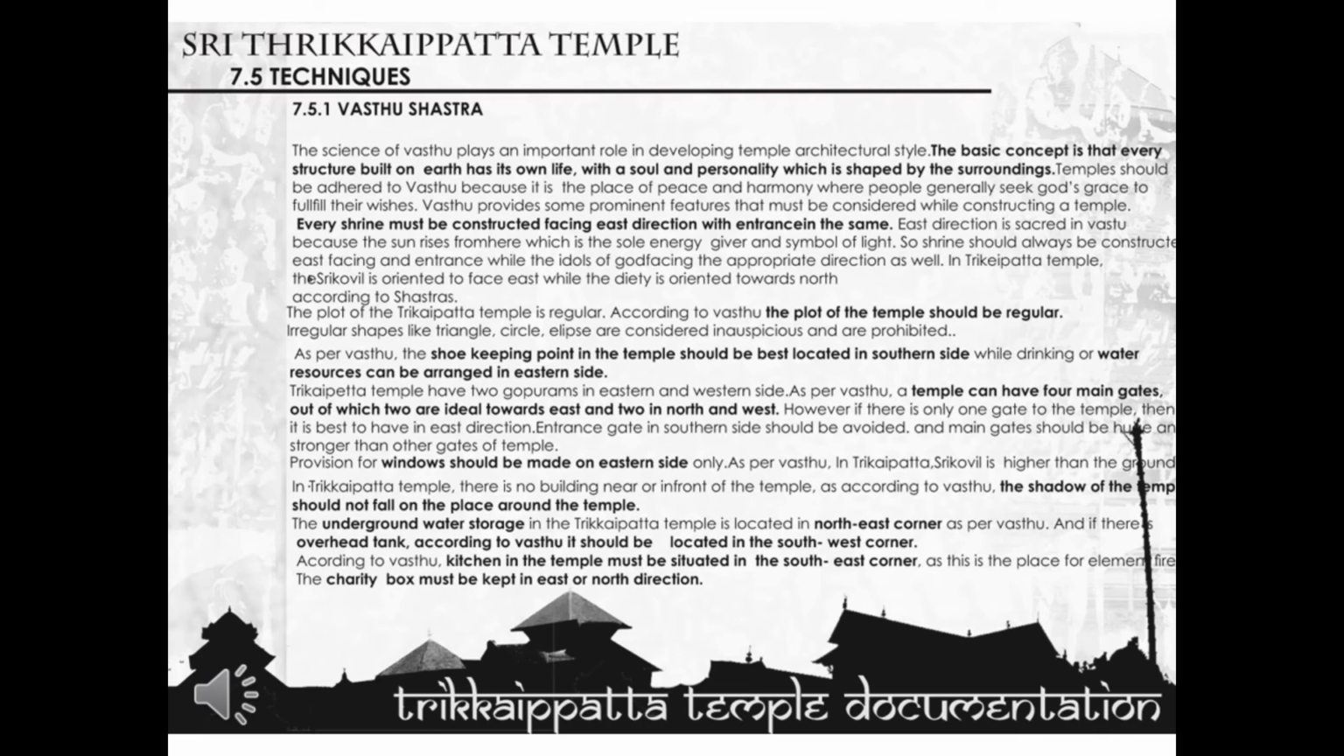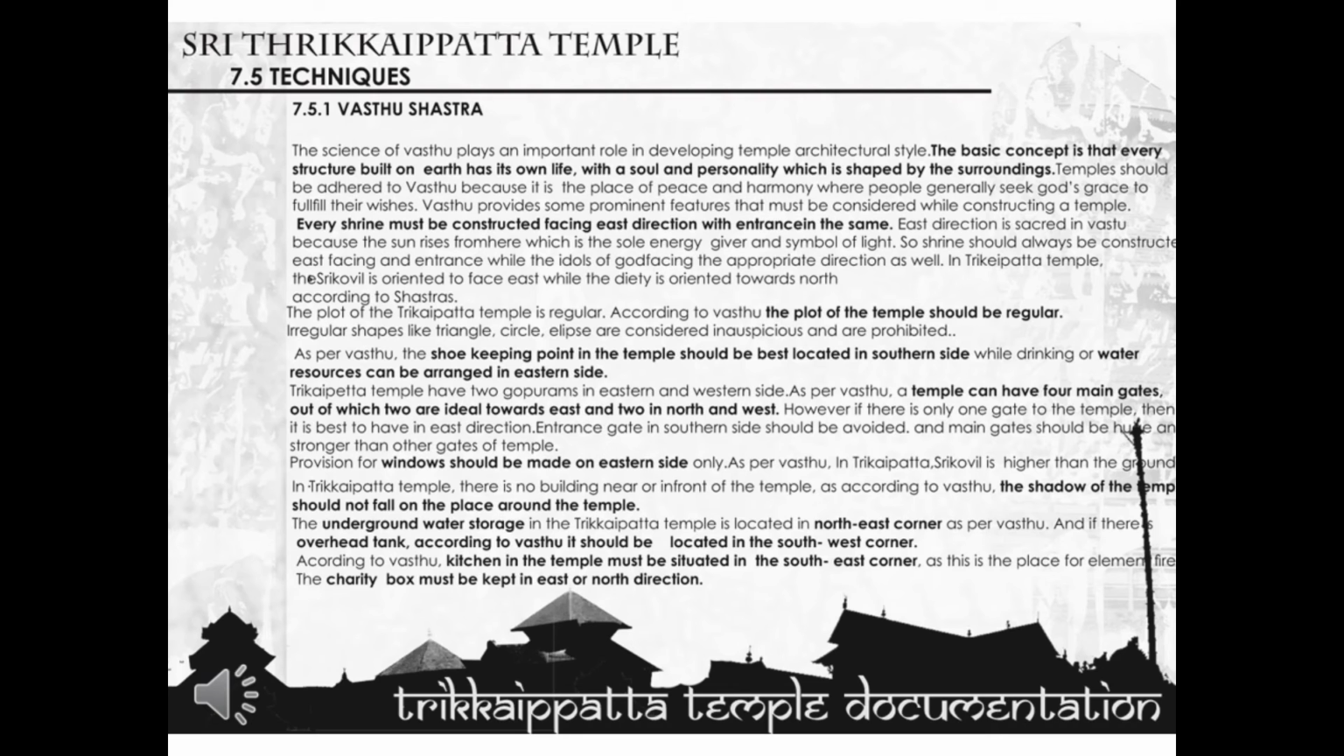Also, in Trikapeta temple, there is no building near or in front of the temple, as according to Vastu, the shade of the temple should not fall on the place around the temple. The underground water storage in Trikapeta temple is located in the northeast corner as per Vastu, and if there is an overhead tank, according to Vastu, it should be located in the southwest corner.